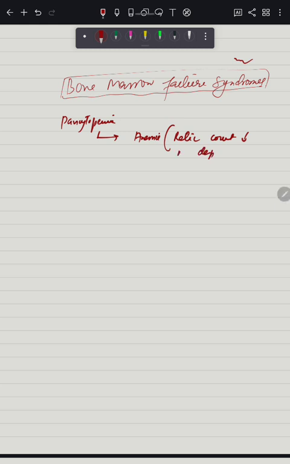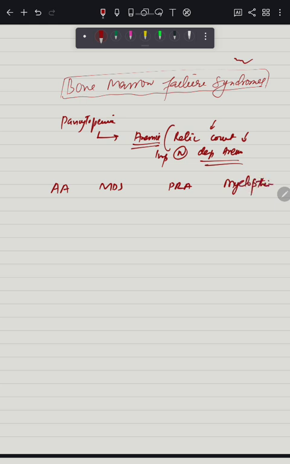Inappropriately normal despite anemia. That means the patient has anemia and the retic count should have increased, but it's inappropriately normal. That's when we say the patient has hypoproliferative anemia. So what are the types? What are the differentials of these bone marrow failure syndromes? One is aplastic anemia, another is MDS, third is pure red cell aplasia, and fourth is myelofibrosis.